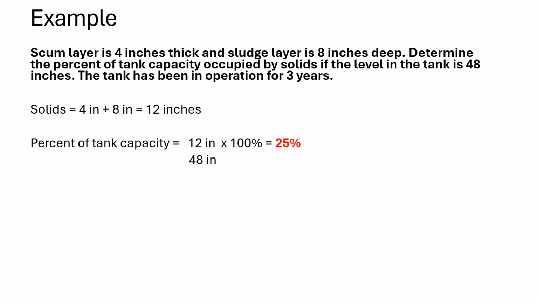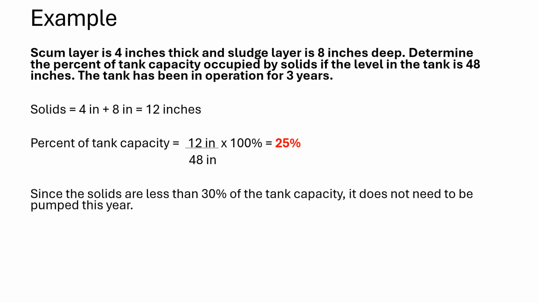Then we're going to divide that by the total depth, 12 inches divided by 48 inches, because that's the operational depth of our tank. And then convert it to a percent by multiplying by 100, and we find that the solids in this tank are occupying 25% of the tank volume. Because that's less than 30%, it means we don't need to necessarily pump this tank this year.